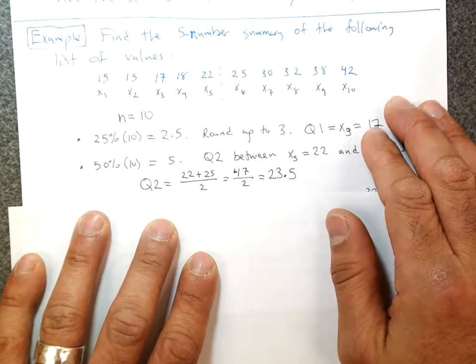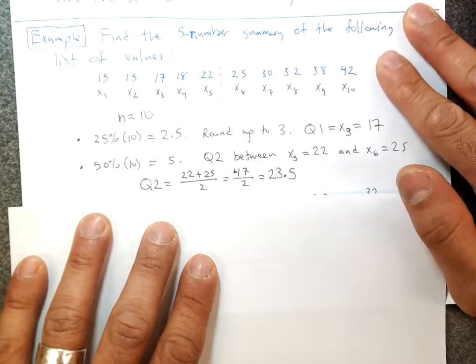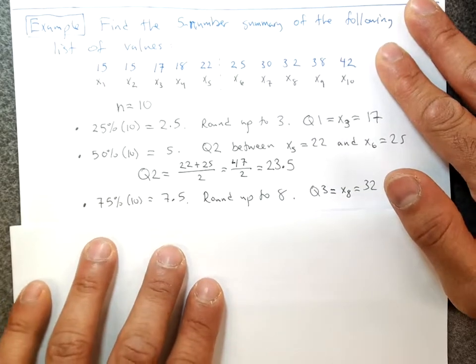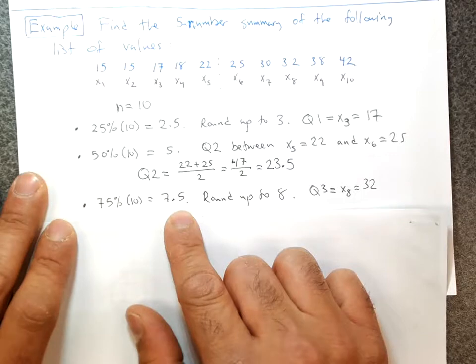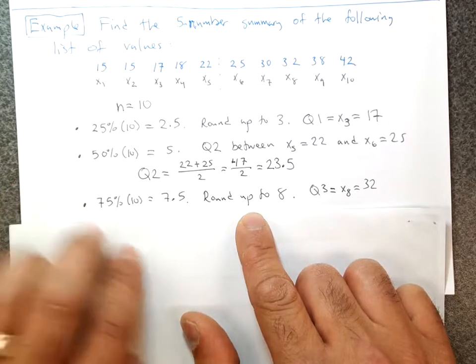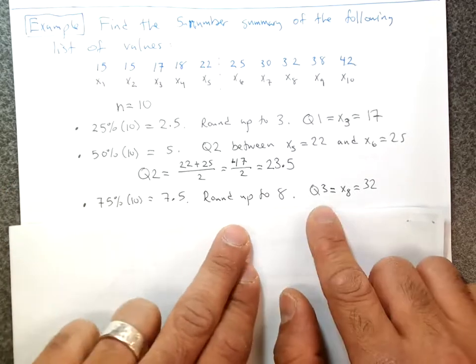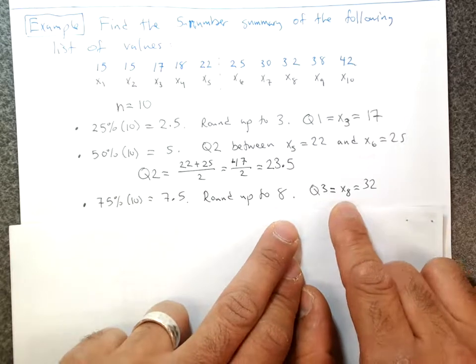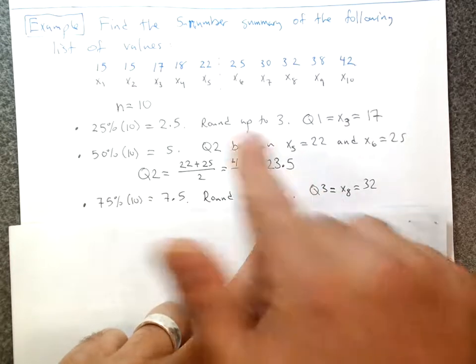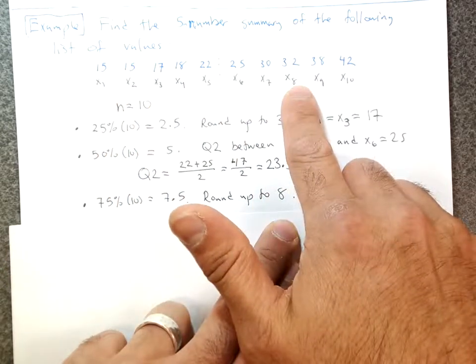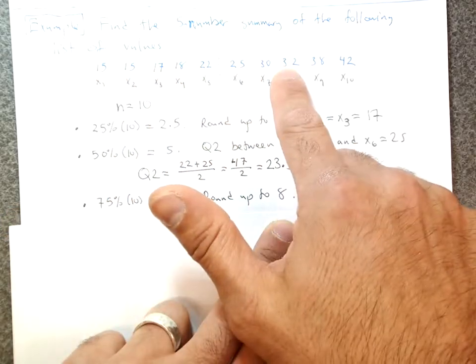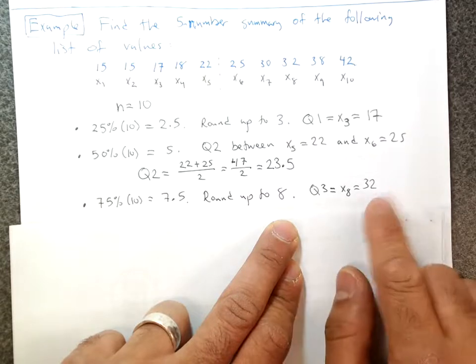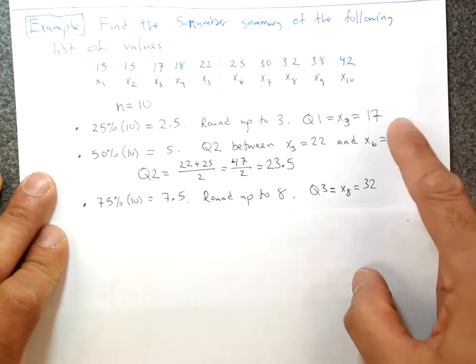And then finally the 75th percentile, take 75% of 10, get 7.5, that's not a whole number, so I round it up to 8, which tells me that my third quartile is at the 8th value from the left, x8. We can look at how we listed them here, or we can just count 1, 2, 3, 4, 5, 6, 7, 8. So x8 is 32. Okay, so I found my quartiles.